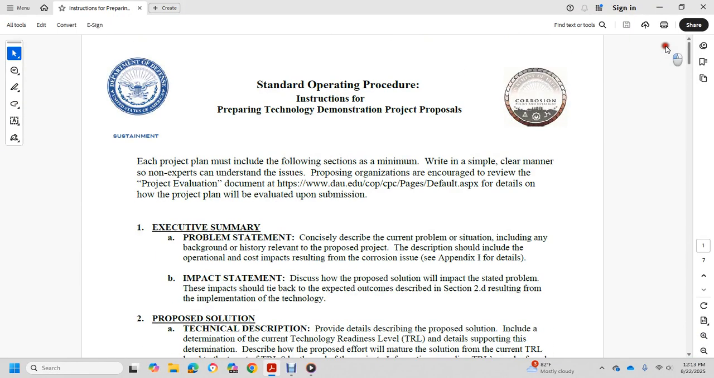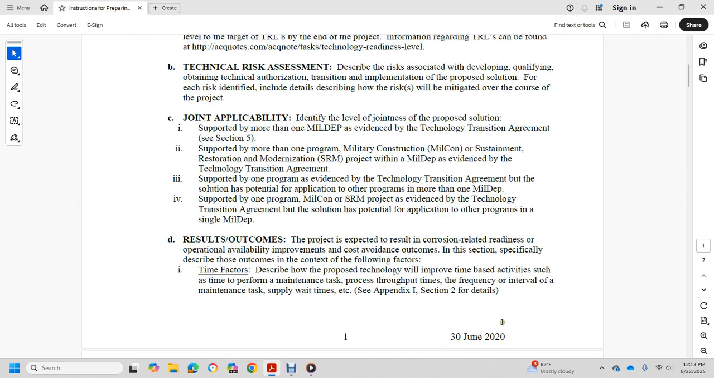That was the standard operating procedure and instruction for preparing technology demonstration project proposals, Department of Defense, United States Department, 30th of June, 2020.